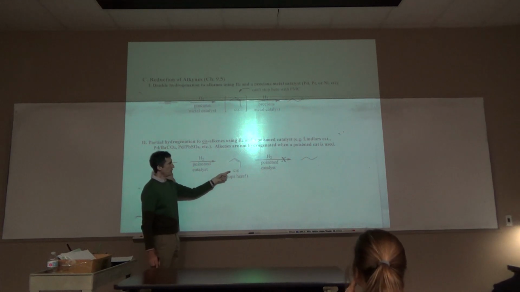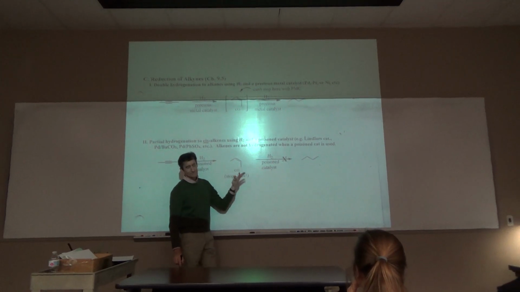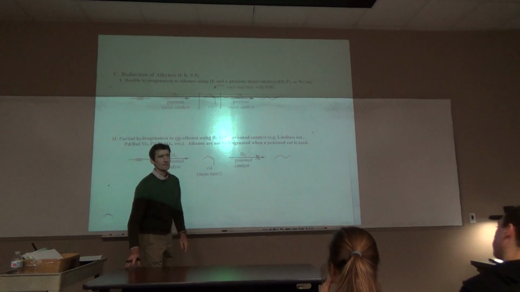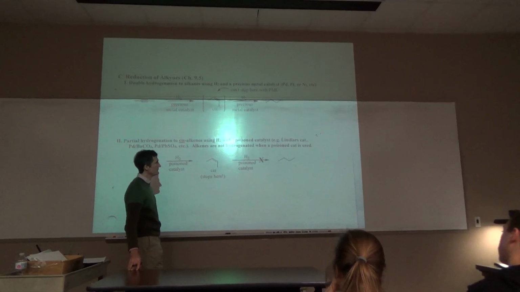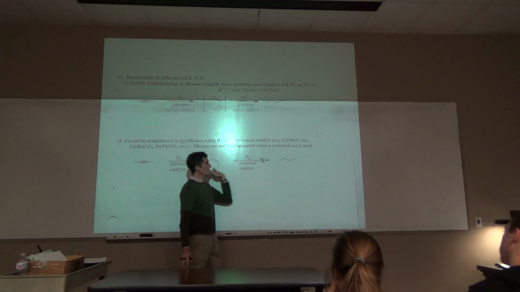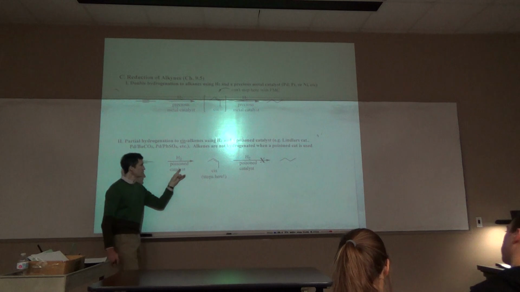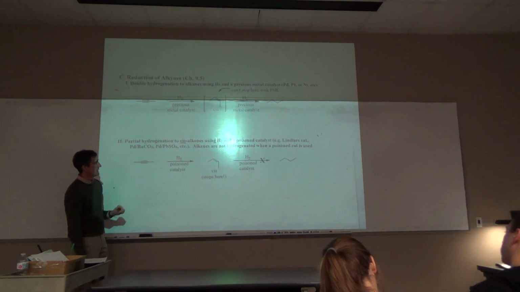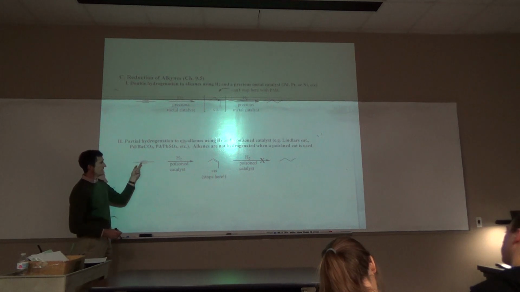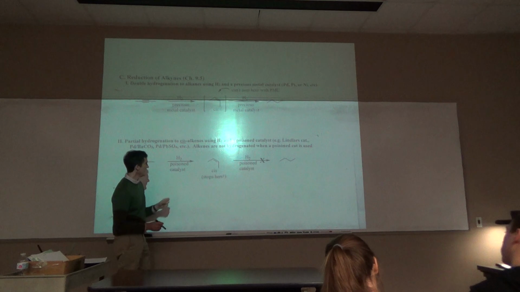And actually, if you use a poisoned catalyst, it just will not continue on, if you're lucky in most cases. Exceptions to everything. But generally, it stops here and it won't even react again. The poisoned catalyst will only allow it to react with the first pi bond of the alkyne, but it won't react with the alkene. What's a poisoned catalyst?